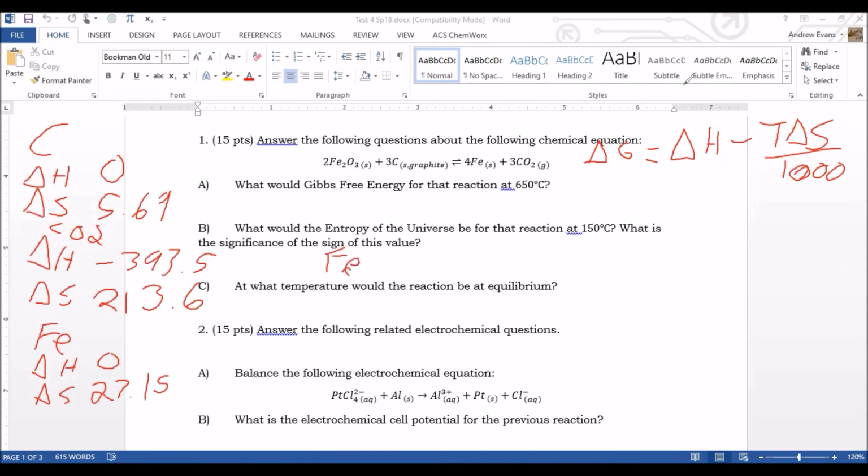And I've got to find a place for Fe2O3. Delta H of this guy is, I'm not using Fe3O4, and I'm making sure I'm not using FeO. I'm using Fe2O3, which is negative 822.16. And S is 89.96.